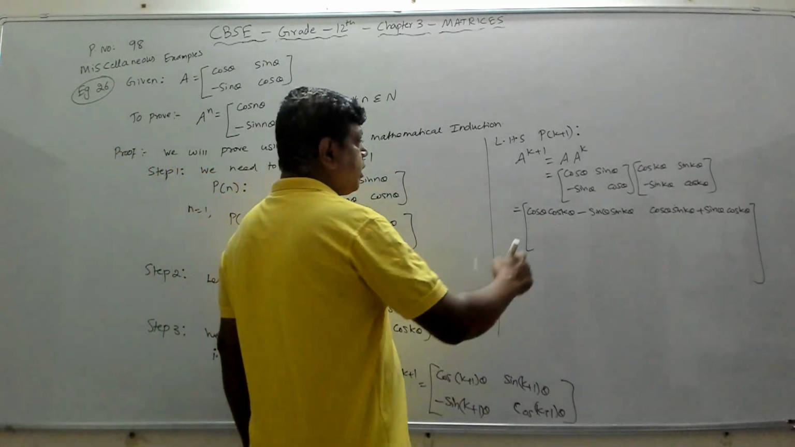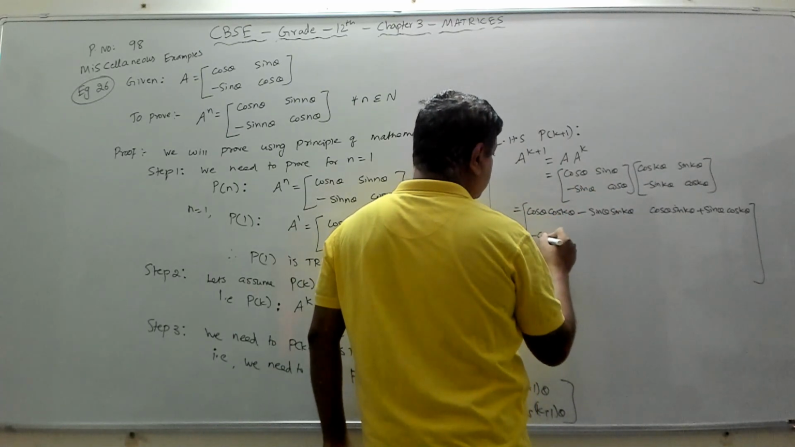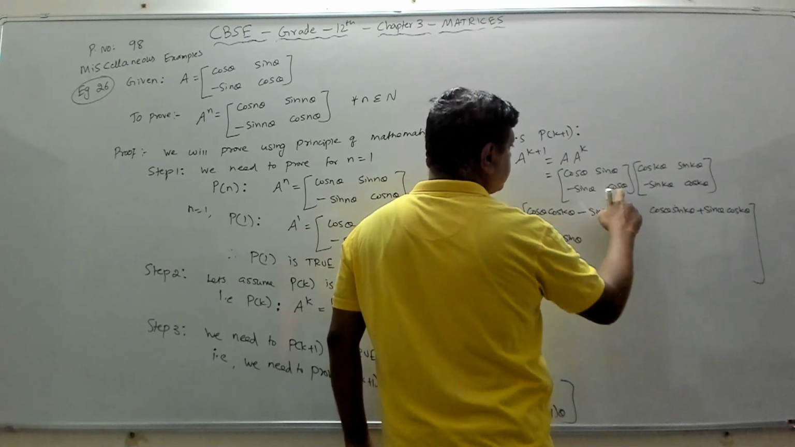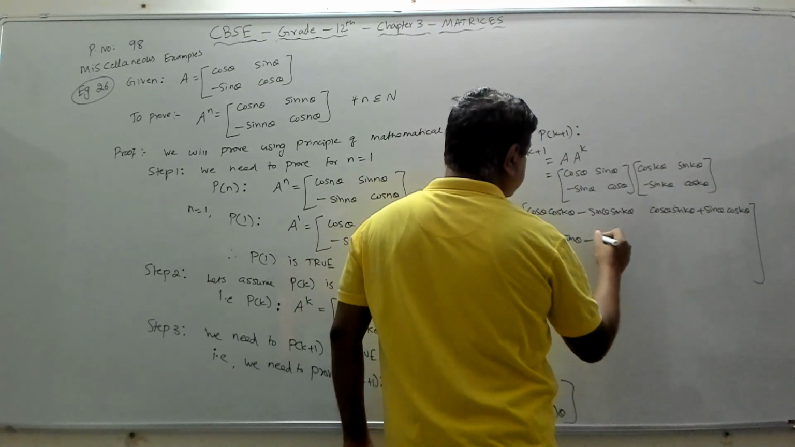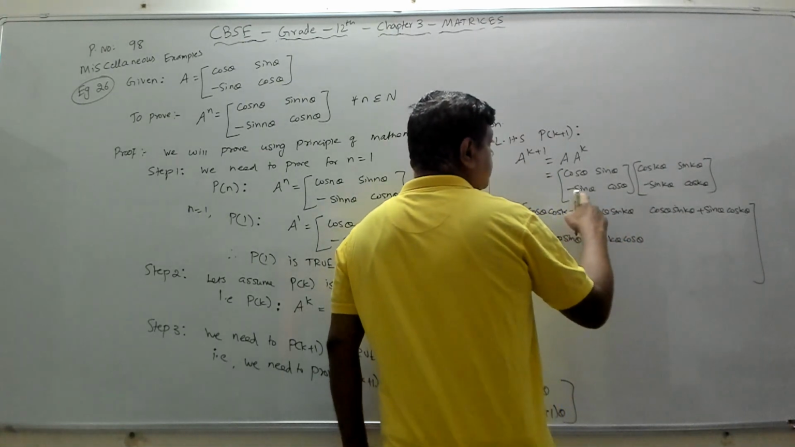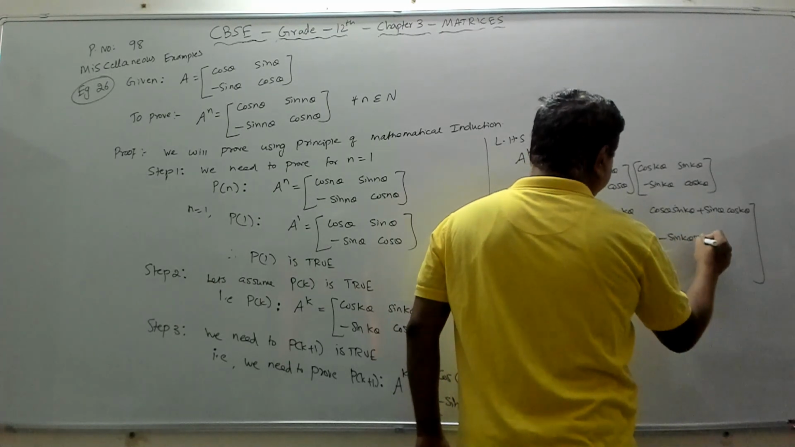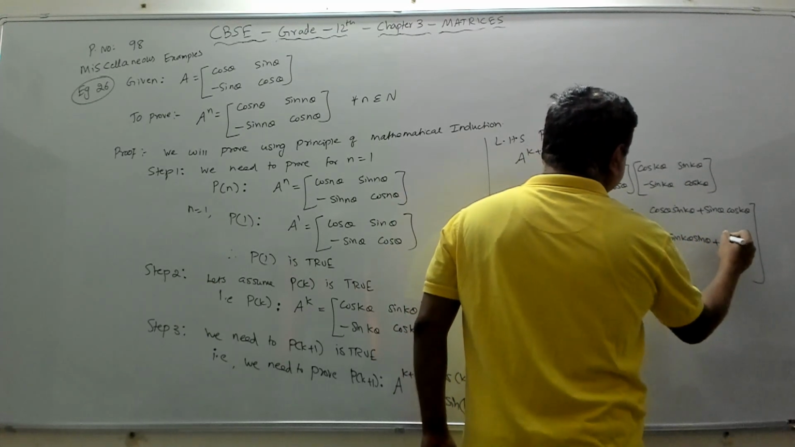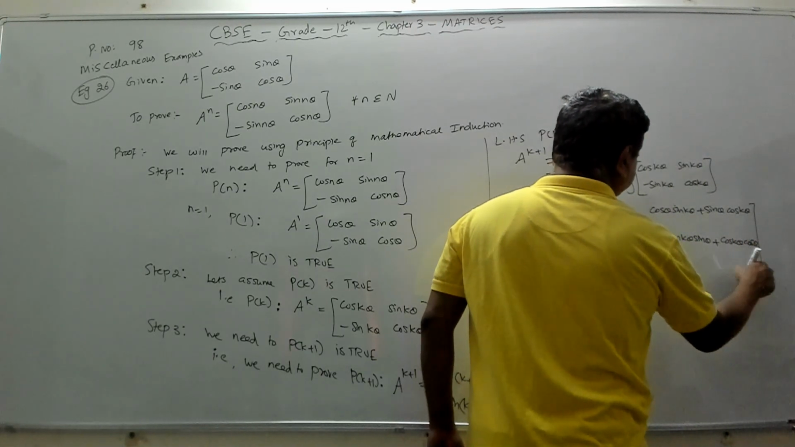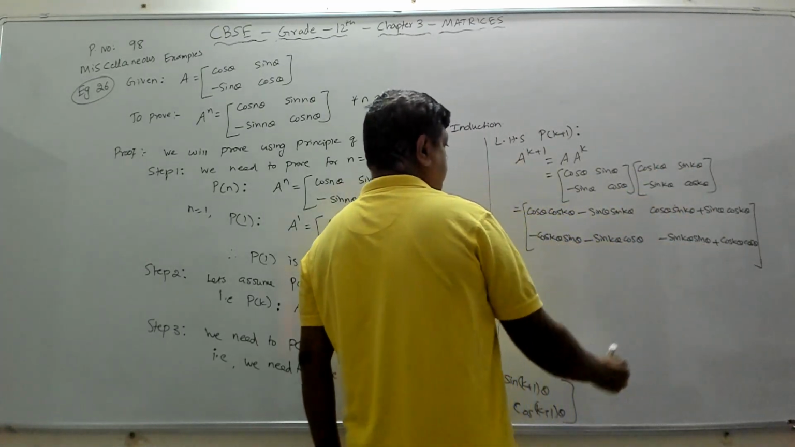Fine. Now again, minus sin theta into this will become minus cos k theta sin theta. And again this is also minus: minus sin k theta cos theta. Again this into this: minus sin k theta sin theta plus cos k theta cos theta. Multiplying this into this will give this.